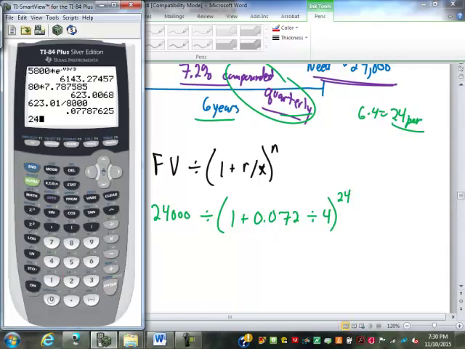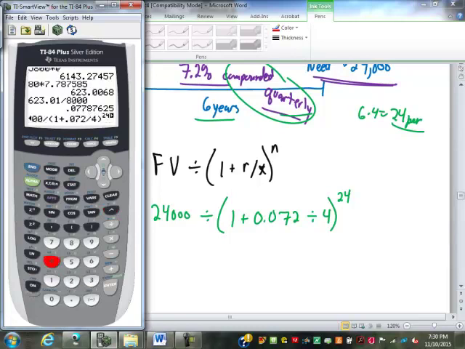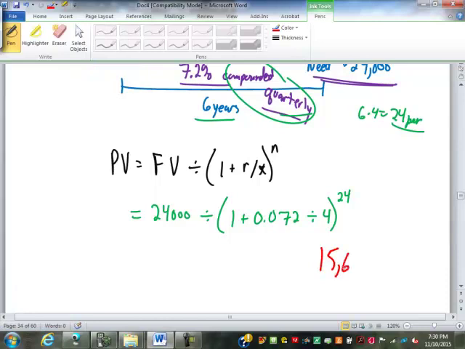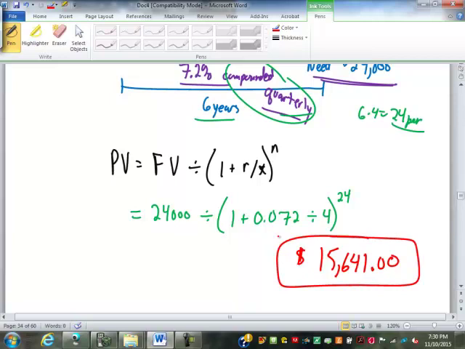So everything goes into the calculator exactly the same, only it is divided by before the parentheses instead of times. 1 plus 0.072 divided by 4, parentheses, power of 24. So, $15,641.00. So $15,641 is the amount we would have to start with right now if we were going to leave it in there for 6 years at 7.2% compounded quarterly to give us $24,000 at the end of the 6 years.